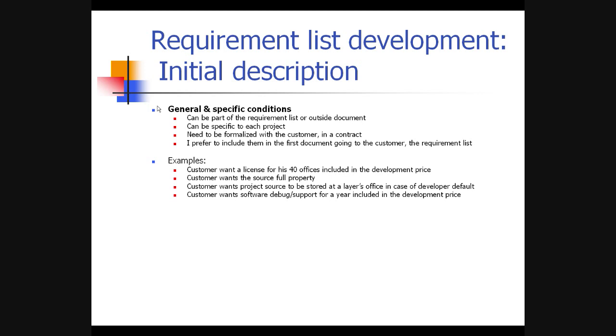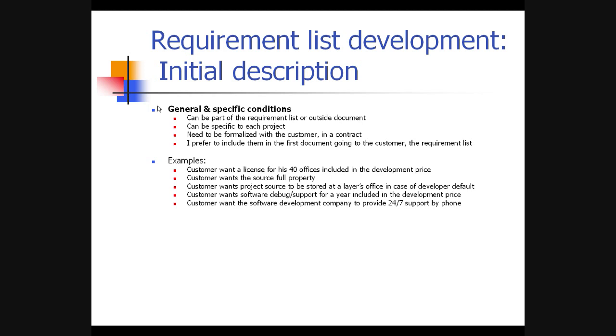The customer wants a software debug and support for a year included in the development price. He knows that afterwards he will have to pay for that, but he wants that to be included. Or, well, you just want to say that the support is included for 3 months, and afterwards it will cost the customer that much each month or a year to have the service.